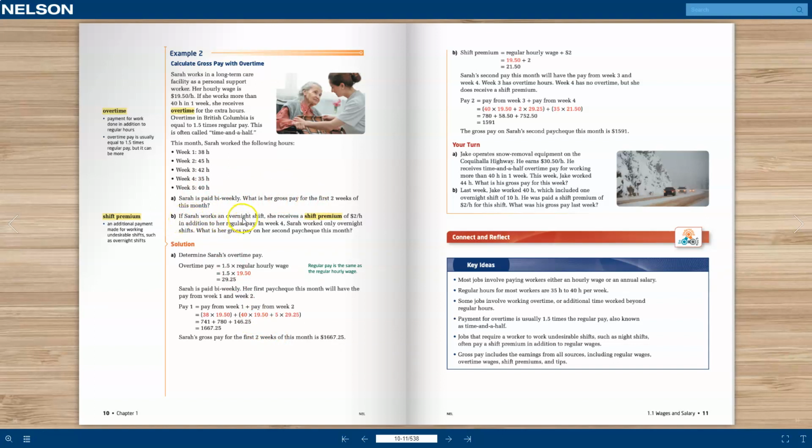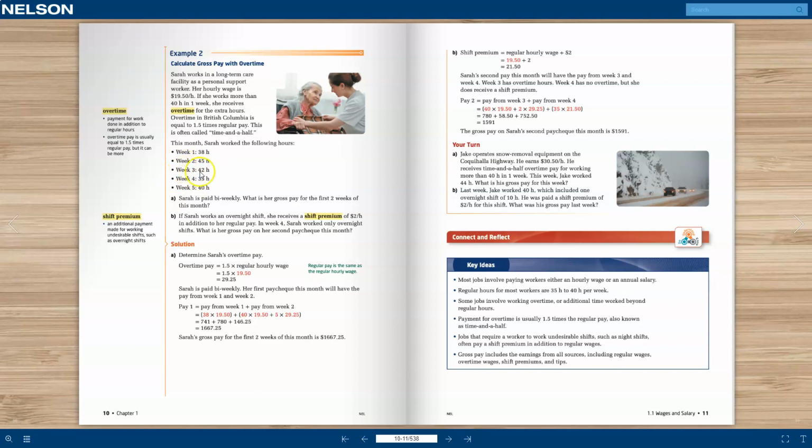If Sarah works an overnight shift, she receives a shift premium. Again, shift premium is just like a bonus amount of money you're paid because you're working an undesirable shift, of $2 an hour in addition to regular pay. In week 4, Sarah worked only overnight shifts. What is her gross pay on her second paycheck this month? Okay, now we're going to calculate the second paycheck. Remember, paychecks are bi-weekly, so it's going to just include weeks 3 and 4. Week 4 is going to be a little special because it's all overnight, and she's going to get paid the $19.50 plus the $2, so she's going to be at $21.50 for week 4, right?